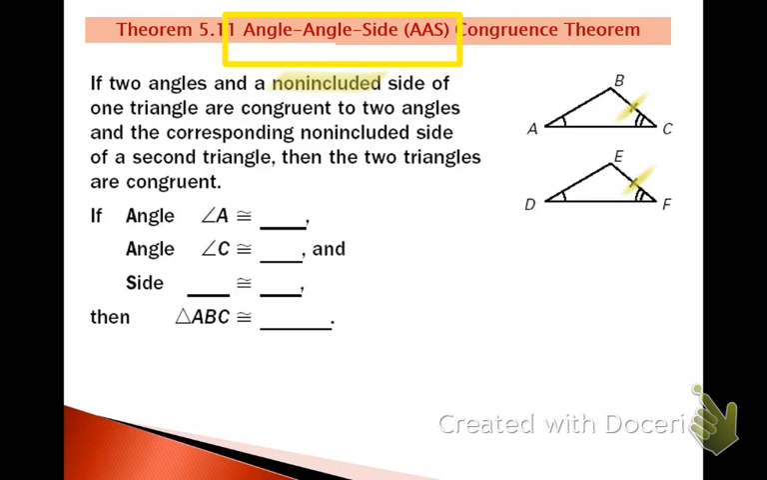That is good. So if two angles and a non-included side of one triangle are congruent to the two angles and the corresponding non-included side of a second triangle, then the two triangles are congruent. So what would angle A have to be congruent with? Angle D. Angle C needs to be congruent with angle F. And then side BC is congruent to EF.